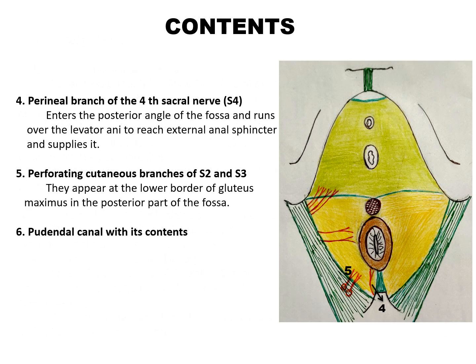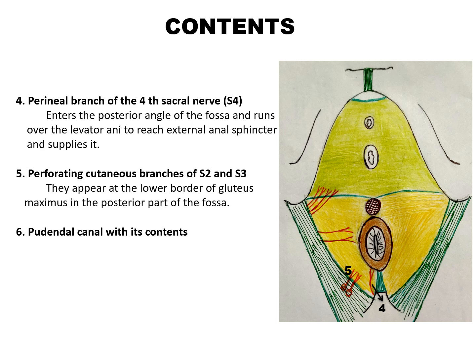The fourth content of the ischiorectal fossa is the perineal branch of the fourth sacral nerve. This nerve enters the posterior angle of the fossa and runs over the levator ani muscle to reach the external anal sphincter and supply the sphincters. In the picture, this perineal branch of the fourth sacral nerve is indicated by the number 4.